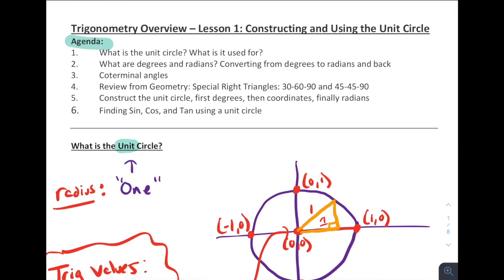Hopefully from this, you should be able to convert from degrees to radians and back again. You should be able to identify what coterminal angles are. You should be able to find sine, cosine, and tangent using a unit circle, those exact values. And then hopefully you're able to construct the unit circle as well. These things here in green are definitely skills that we should be able to practice and do after watching this video.